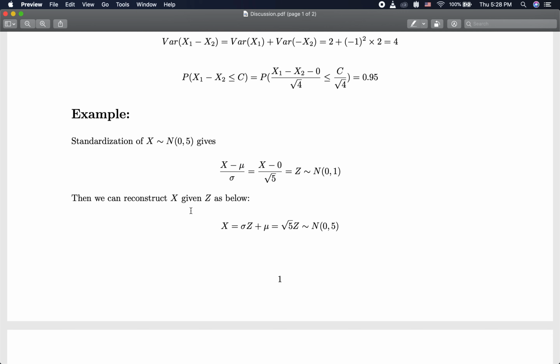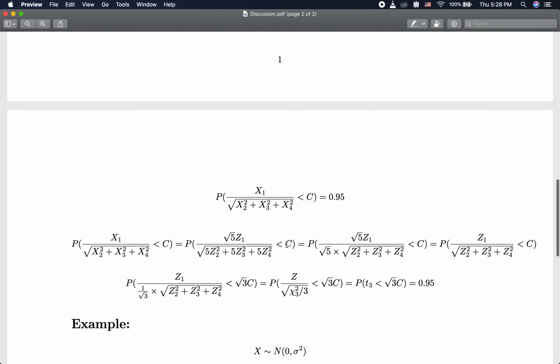Okay. So in the opposite direction, we can also start from a standard normal distribution to construct the more general normal distribution. We can just use z, starting from standard normal, multiplied by sigma and then plus its mean. From the specific numbers here, we have square root of 5 multiplied by z plus 0, and that will give us back the normal distribution that x follows here. So that will be the construction in the two directions.